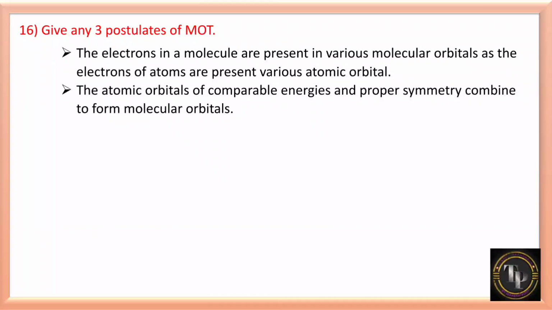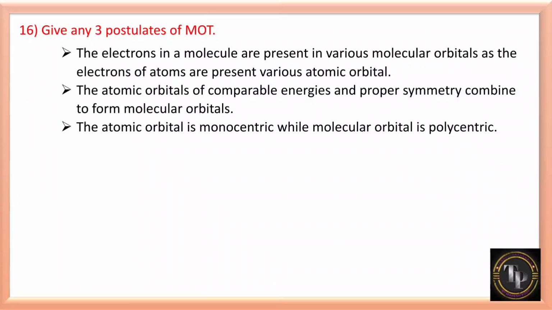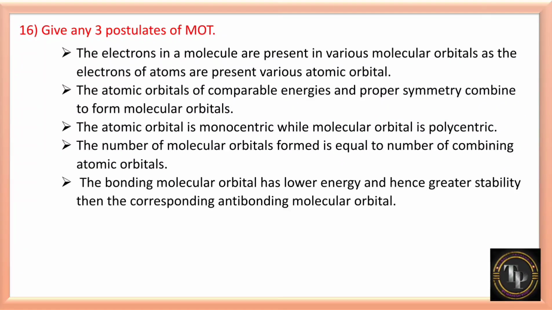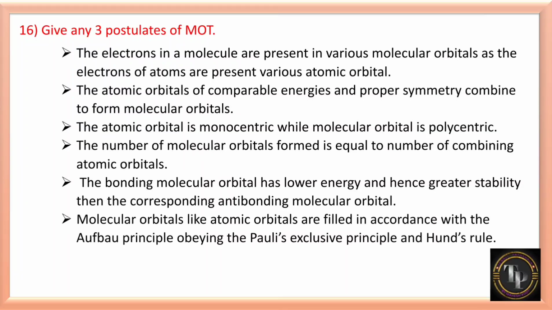Atomic orbitals of comparable energies and proper symmetry combine to form molecular orbitals. The atomic orbital is monocentric, only one center is there, while the molecular orbital is polycentric. The number of molecular orbitals formed is equal to the number of combining atomic orbitals. The bonding molecular orbital has lower energy and hence greater stability than the corresponding antibonding molecular orbital.